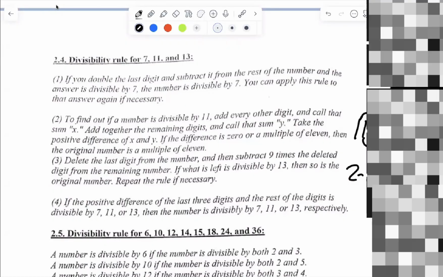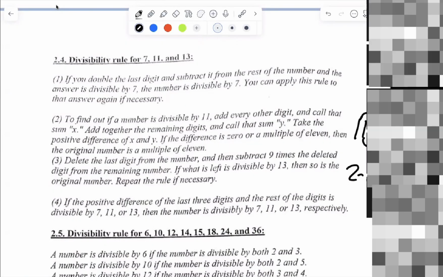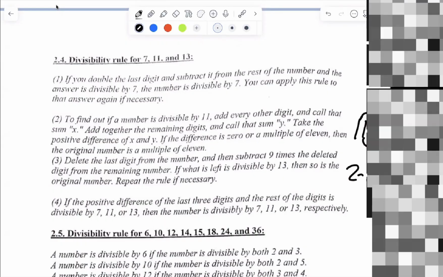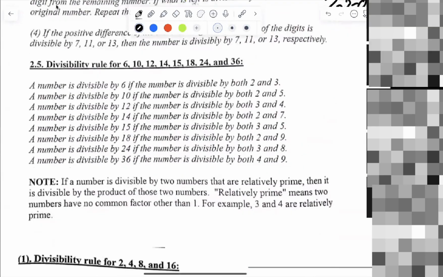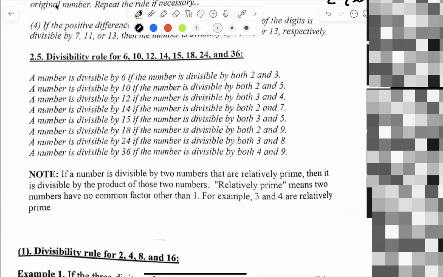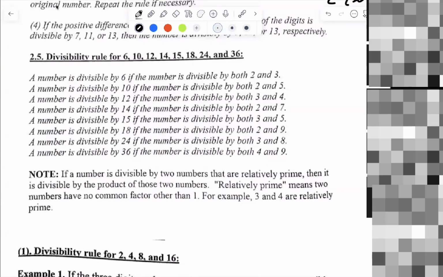Well, you can actually make more divisibility rules. For example, if you do triple, I think it was 31. Correct me if I'm wrong. And then this is basically factoring. I use factoring to get divisibility rules.